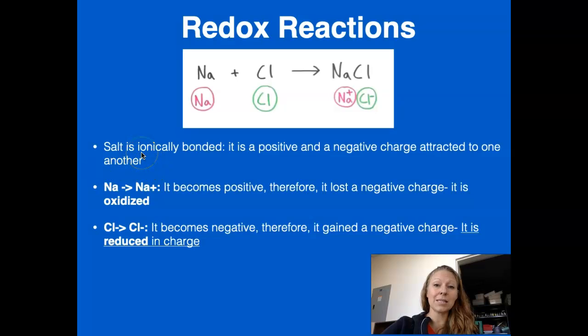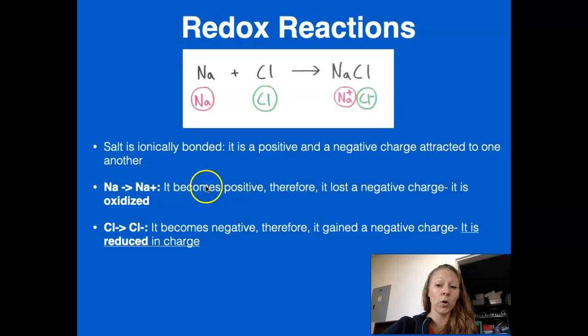So let's look at an example of this. Salt is ionically bonded, so it is a positive and a negative charge attracted to one another. Here, Na plus Cl makes NaCl. The Na, or the sodium, becomes positive. Therefore, it lost a negative charge. It is oxidized. It lost an electron.